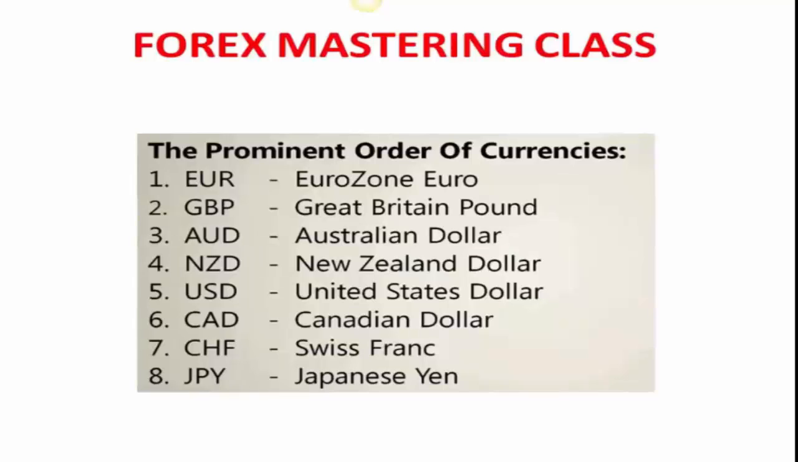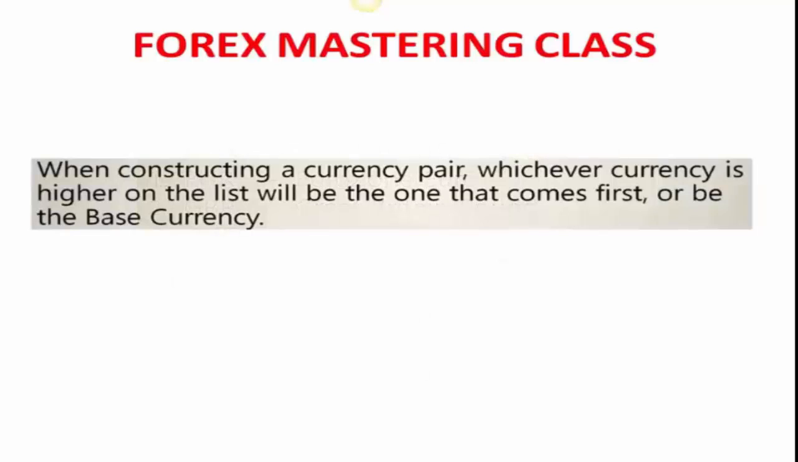Whenever you have euro, USD anywhere, you always see it on the left. It's always the base currency because it's higher in the hierarchy, and this is how they go down: from euro to GBP, Great Britain pounds, to Australian dollar, to New Zealand dollar, to United States dollar, to Canadian dollar, to Swiss francs and Japanese yen. This is how they move. Whenever you see any of these currencies in here, the one that is at the top is always the base currency. Let's look at some examples.